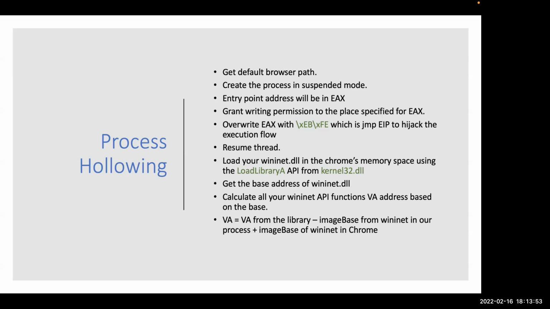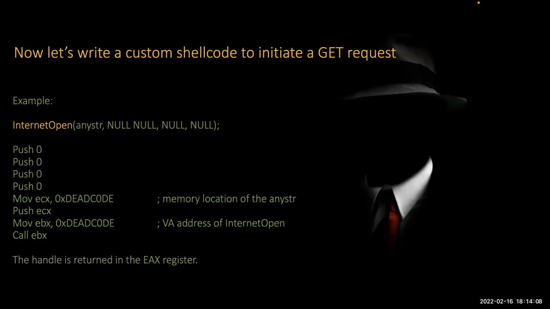WinINet is a library that you can use to get all this functionality. You load the DLL inside Chrome's process, and then you can control it and get the Win APIs from there. This is an example of InternetOpen, which is the very first API that you will see when you make a web request using the WinINet.dll library.